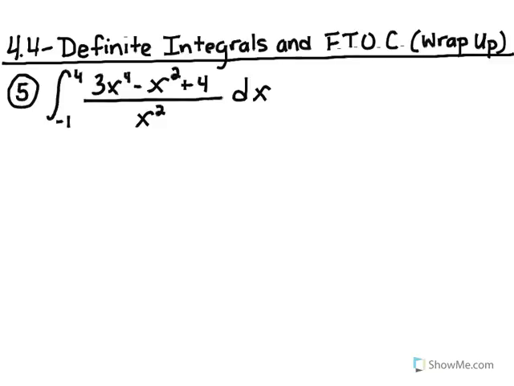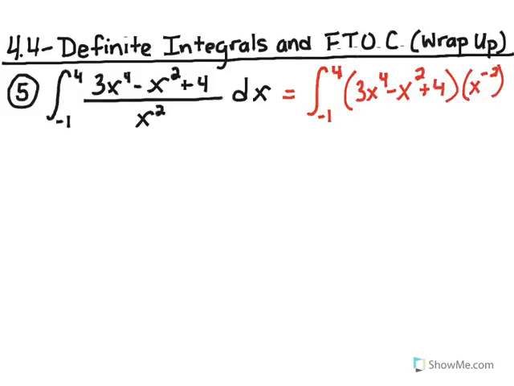So what we've been doing in class is taking the x squared and bringing it up to the top. So you can think of this as being the antiderivative from -1 to 4 of the numerator, 3x to the fourth minus x squared plus 4, times x to the -2. Don't forget to write the dx in there. Sorry, I ran out of space, but make sure you write the dx. Once the integral sign is written, dx needs to be at the end.